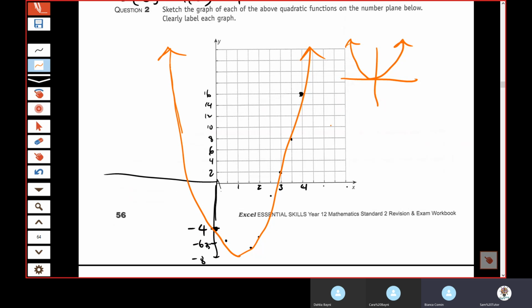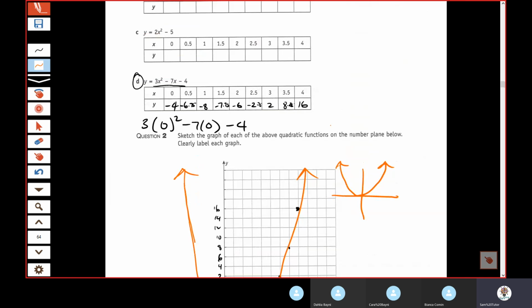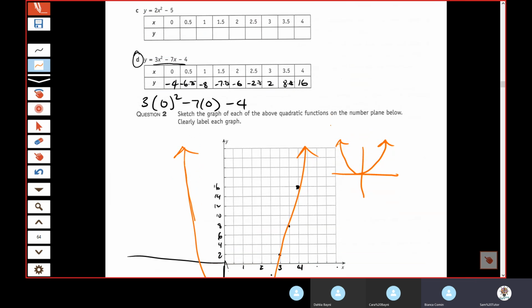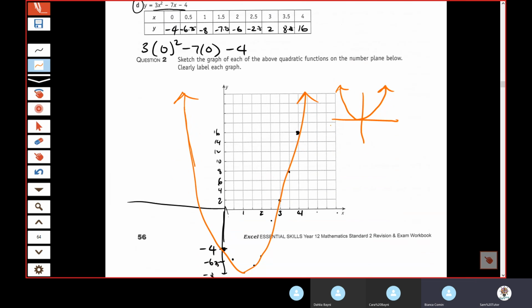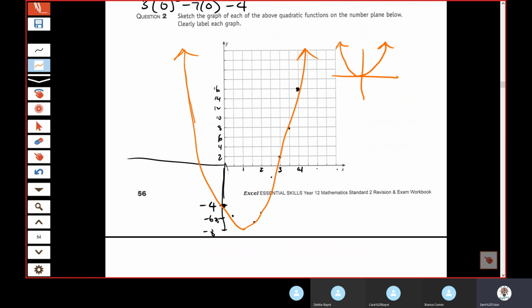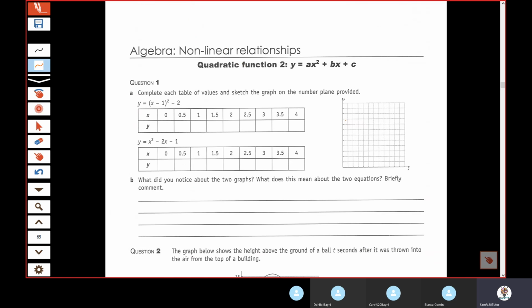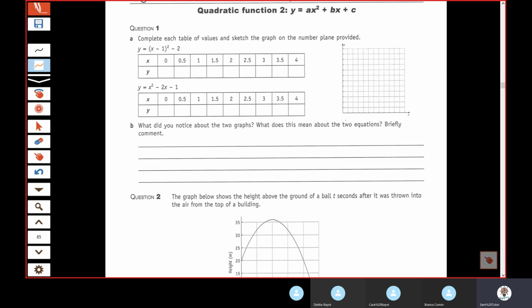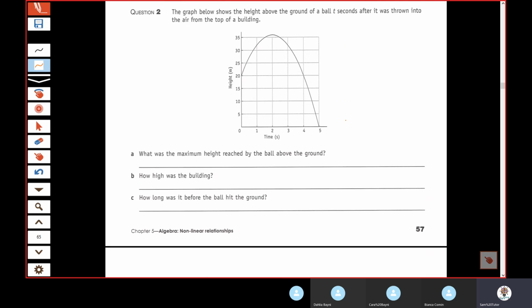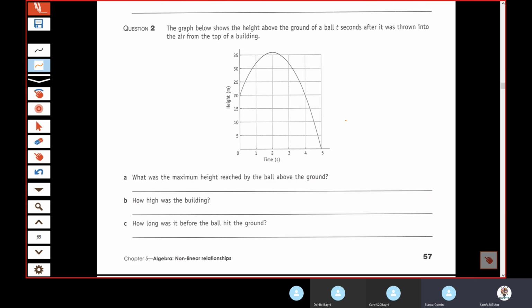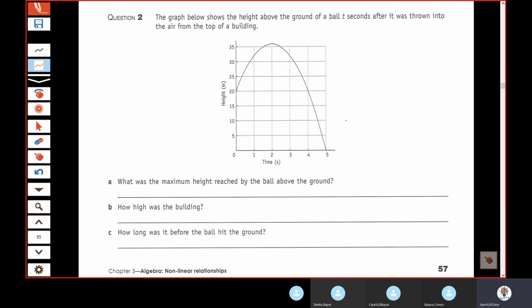Do you want to try one on your own, or shall we move on? What do you reckon? I think that's okay. It's literally just plotting numbers and then following the dots, or the shape. If you can memorize the shape, that would be super important. That's question 2 because it's an upside down parabola.